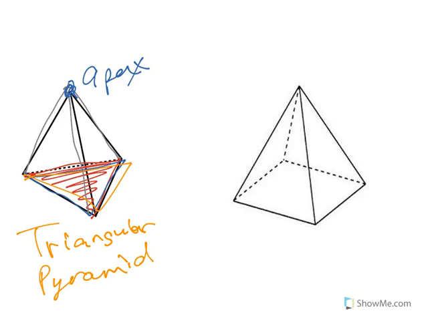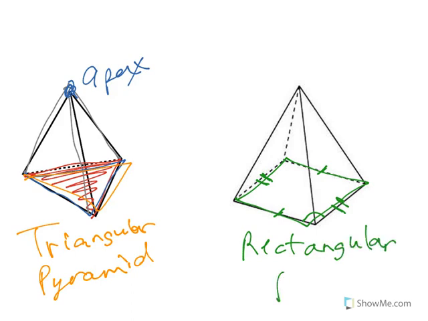Then you come over here to this one. And now without markings, it's hard to know, but let's just say that opposite sides are congruent, making this a rectangle. So this would be a rectangular pyramid. And again, the edges meet up here at the one point, which we call the apex.